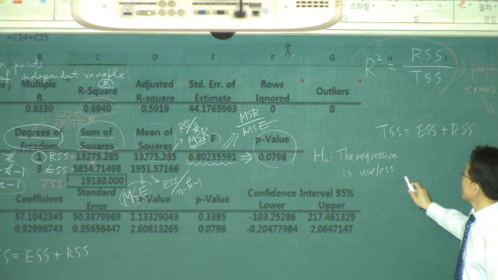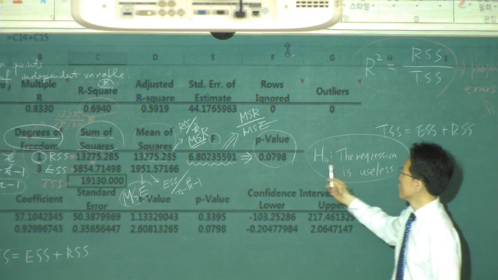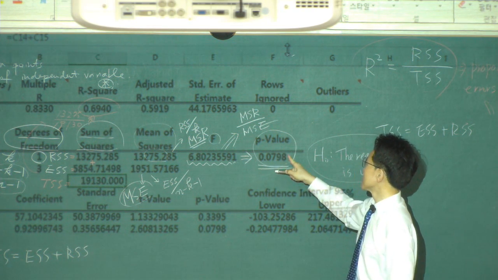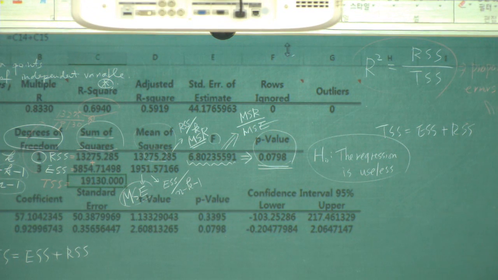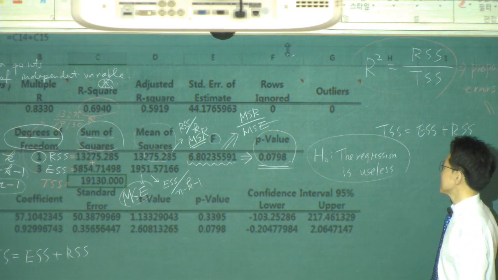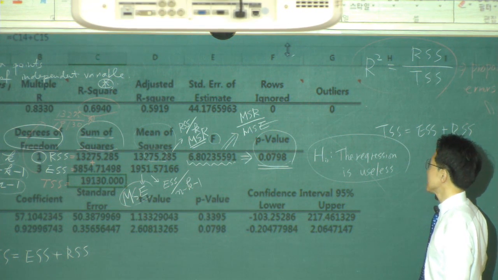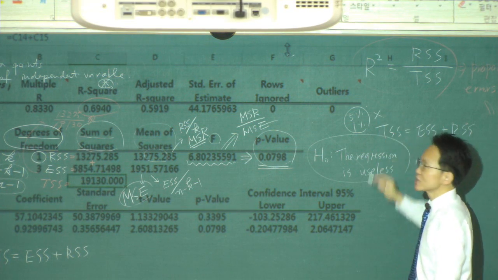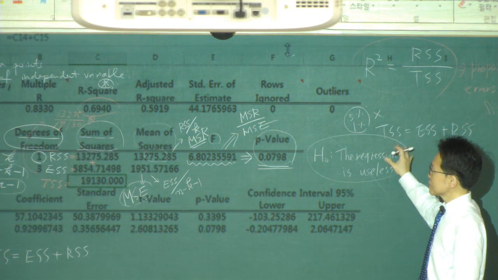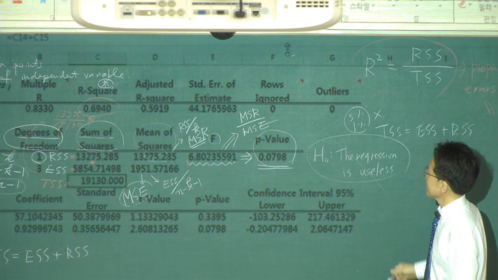Okay? So the null hypothesis is that the regression model is useless. So the smaller the p-value, in other words, in this case the p-value is 0.07, 0.08, something like that. So we would say that at the significance level of 10%, we can reject the null hypothesis, but at a 5% or 1% significance level, we cannot reject the null hypothesis. So the regression model is acceptable, but not as good as we expected.